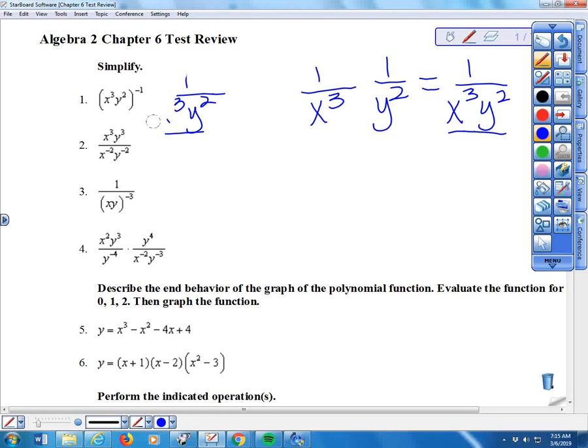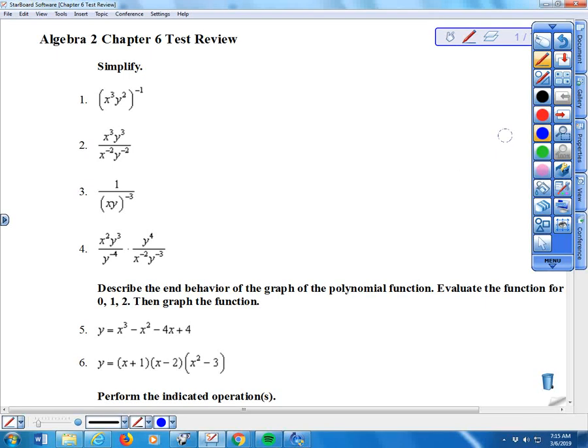All right. Second problem. X cubed y cubed divided by x to the negative 2 y to the negative 2. Again, one way I could handle this problem is look at my x's. I have the same base. When I divide exponents with the same base, I subtract them. So 3 minus negative 2 is 5. And 3 minus negative 2 again is 5.